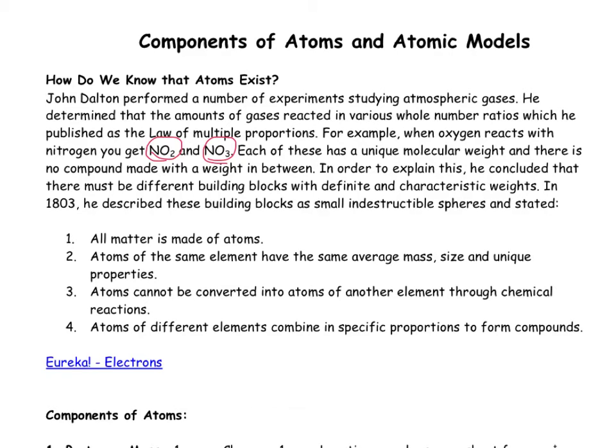He stated that all matter is made up of atoms. Atoms of the same element have the same properties, such as the mass, the size, chemical properties, physical properties. Atoms cannot be converted into atoms of another element through chemical reactions. You have to do a nuclear reaction, like in a bomb or in a nuclear power plant, in order to change one element into another. He also stated that atoms of different elements combine in specific proportions to form compounds.